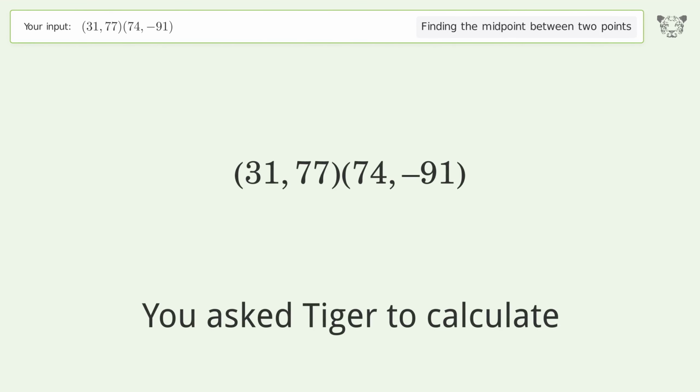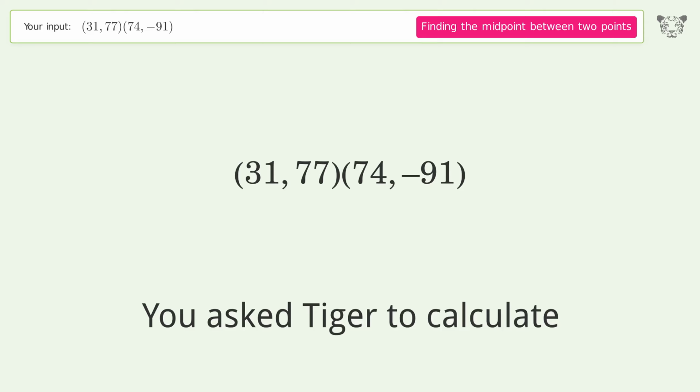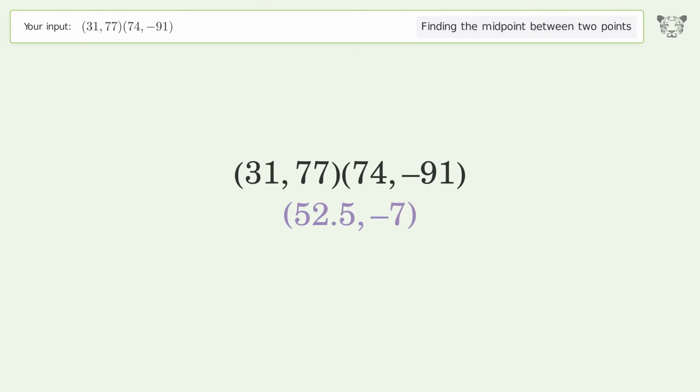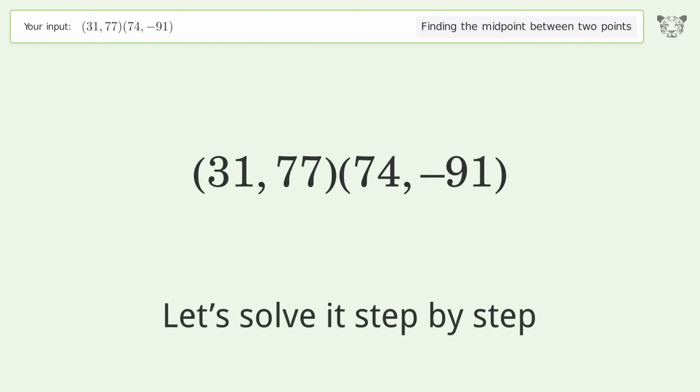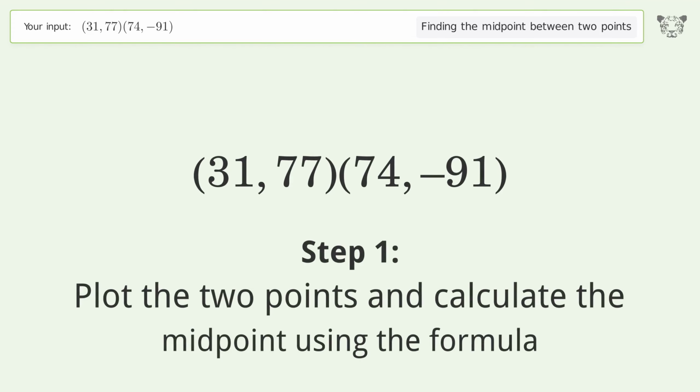You ask Tiger to calculate. This deals with finding the midpoint between 2 points. The midpoint between the 2 points is 52.5, -7. Let's solve it step by step. Plot the 2 points and calculate the midpoint using the formula.